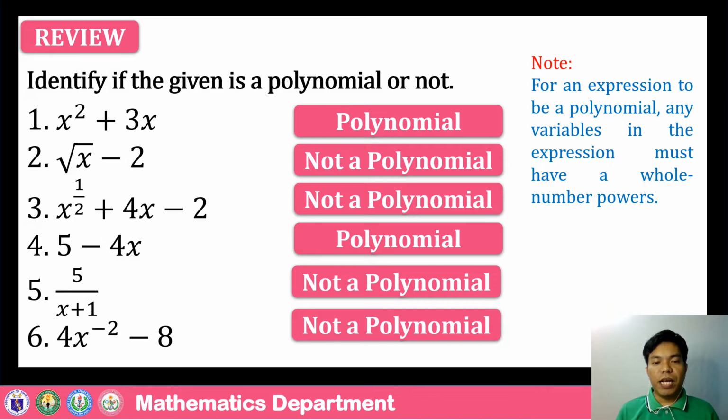Meaning to say, dapat wala tayong mga variables na nasa loob ng radical sign kagaya nitong number 2. Pangalawa, dapat wala tayong fractional na exponent. Pangatlo, dapat wala tayong variable dito sa ating denominator. At pang-apat, dapat wala tayong negative na exponent.